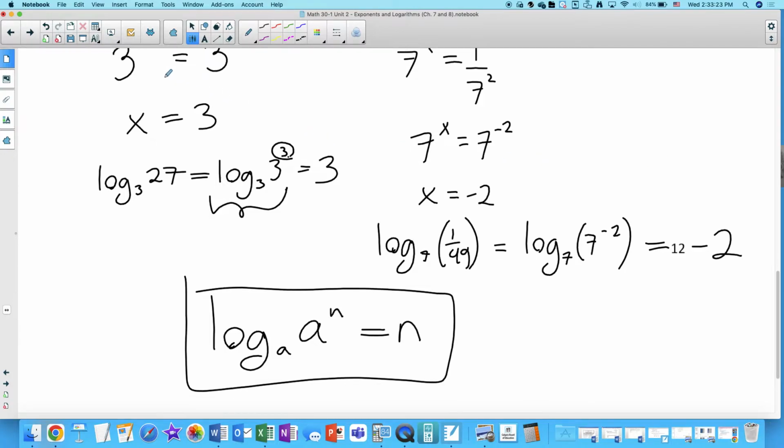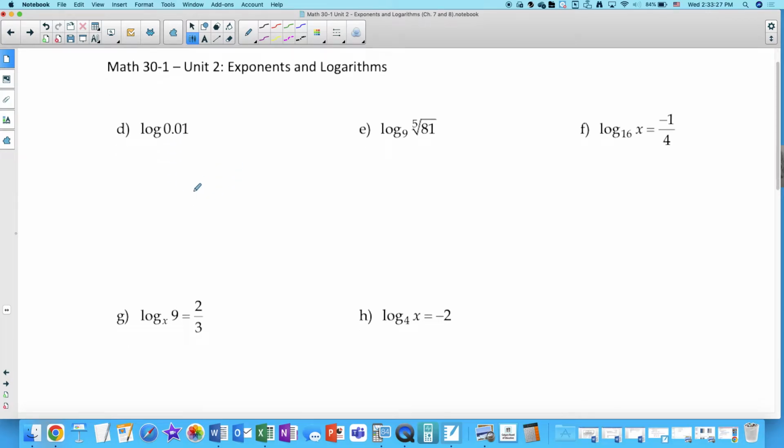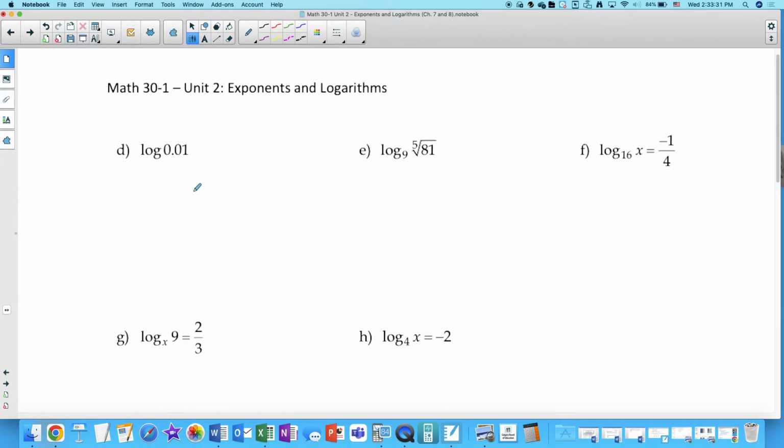Okay. So now what we're going to do is practice evaluating these things. Okay? And the fastest way to do this, and what I'm going to encourage you to do, is to try, if you can, to express the argument as a power of the base. How can I write, firstly, what base is this? 10.